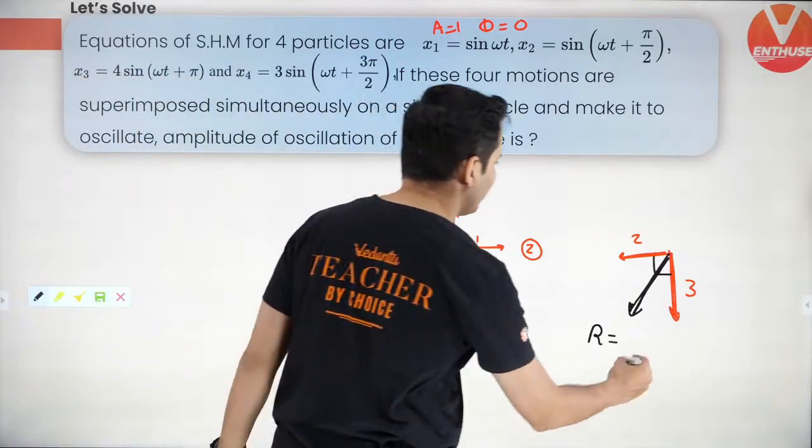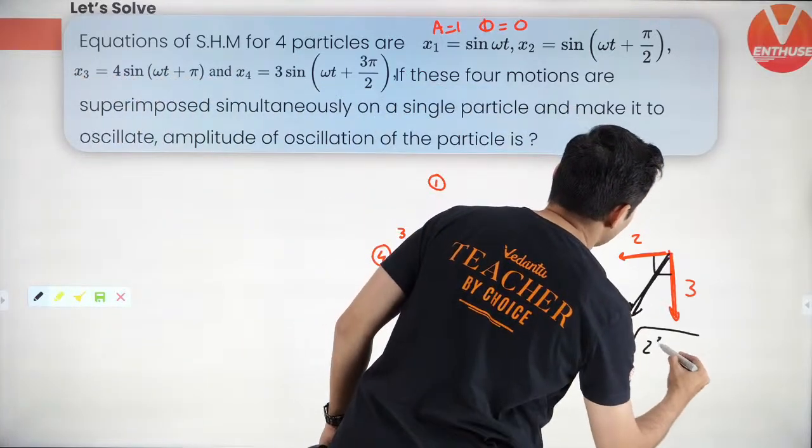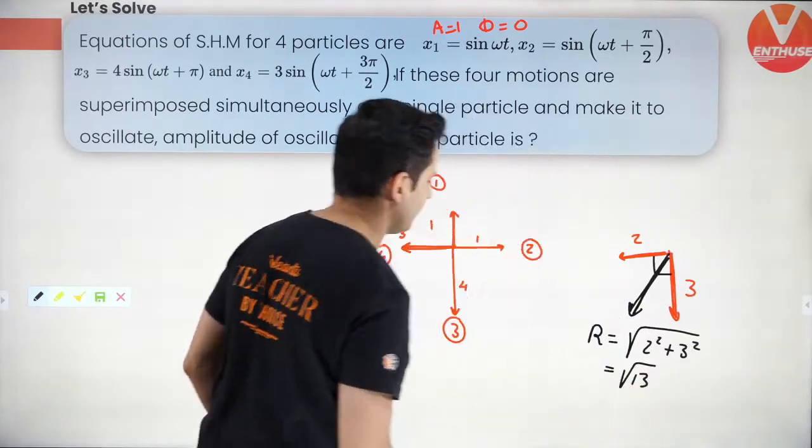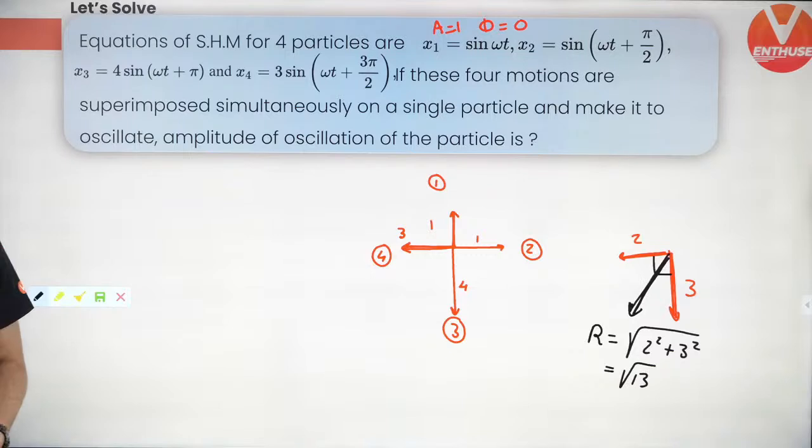Yes, root 13. Everybody got it? Root of 2 square plus 3 square, which is nothing but root of 13. That's the answer. Correct. Excellent. Very good. Excellent, guys.